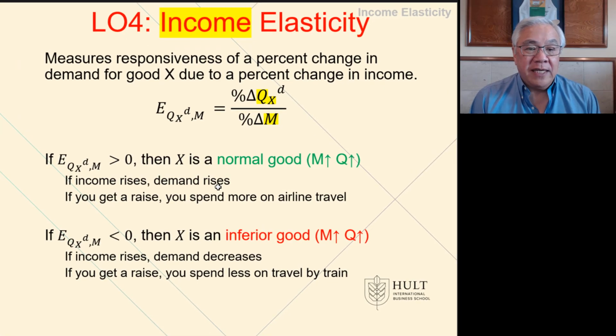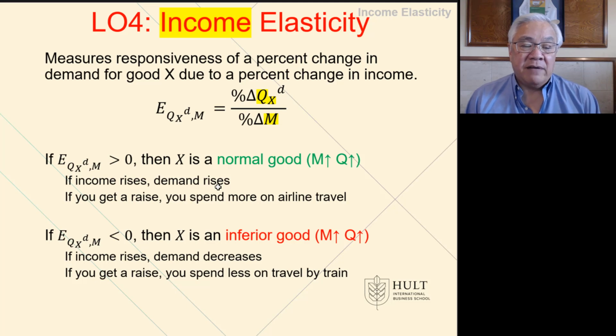Learning objective 4 is income elasticity, where we look at the change in the demand for a product based on the change in income. And similar to what we've seen before, if that elasticity is greater than 0, then it's a normal good because it's responsive in a positive fashion. As income goes up, quantity goes up. So that's a normal good. And if it's a negative sign, that means it's an inferior good, so that if income goes up, you actually buy less.